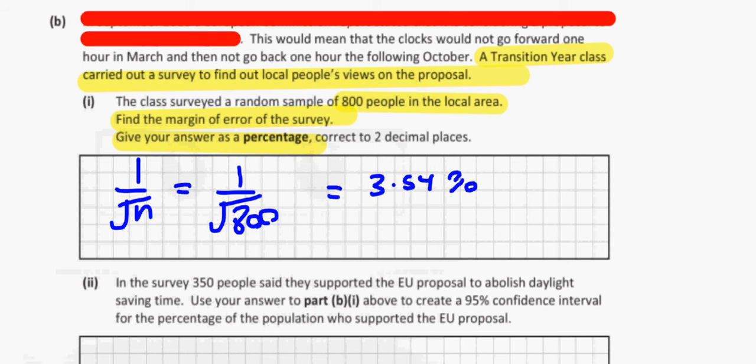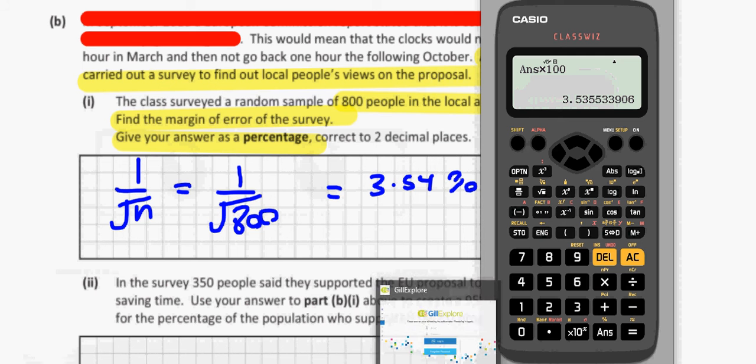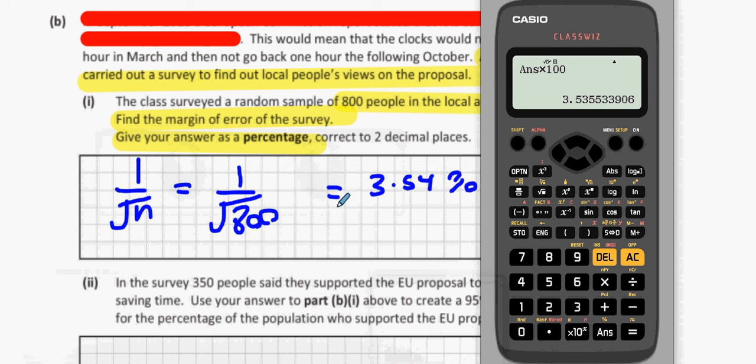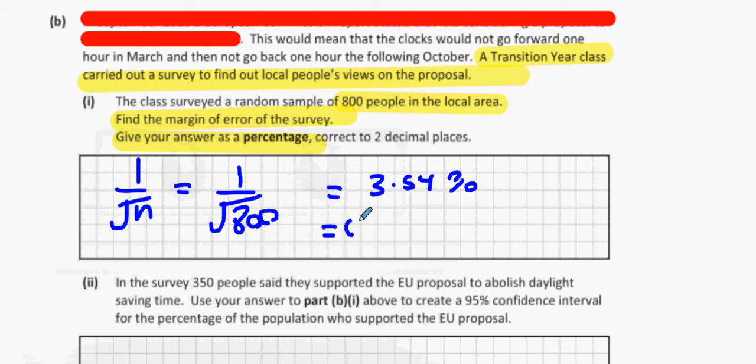What? No, you have to write it. You can just do equals, Daniel. It's no big deal. You're only rounding it off. So that's what you would have got. And then you change that into 3.54%.